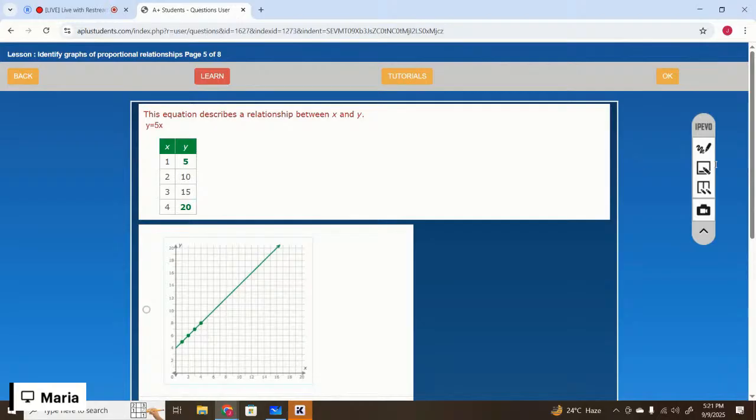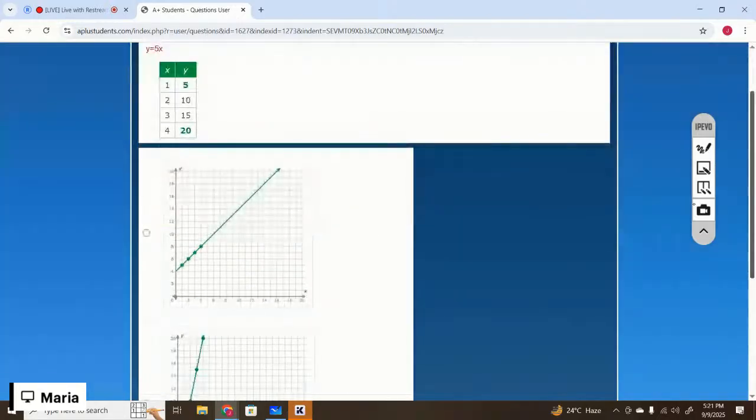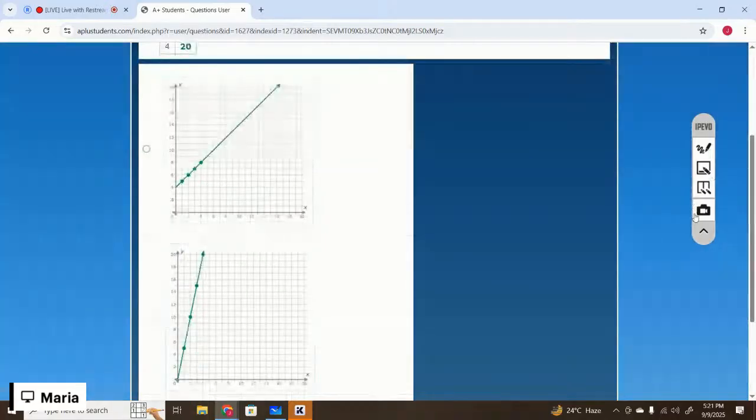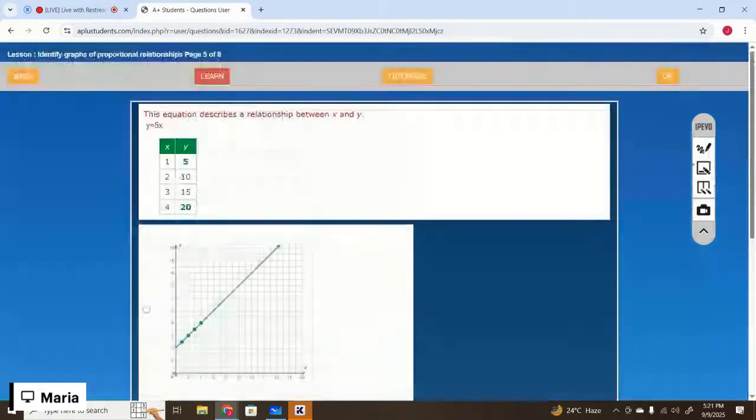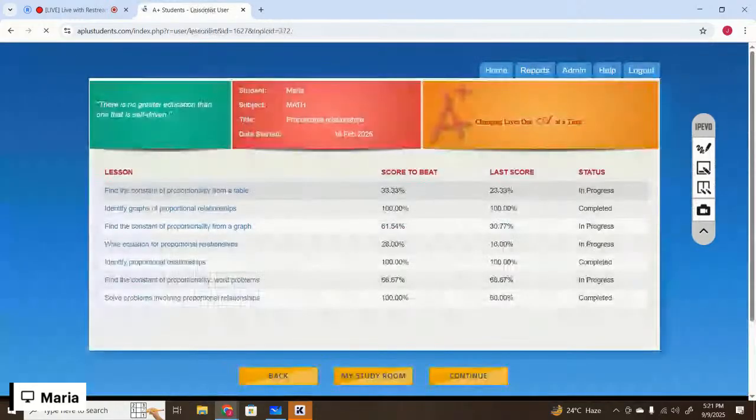This equation describes the relationship between x and y. So y equals 5x. X is 1, y is 5. Option number 2 is the correct option. Got it? Okay, you can complete the lesson by yourself later today. Let me just move on to the next lesson.